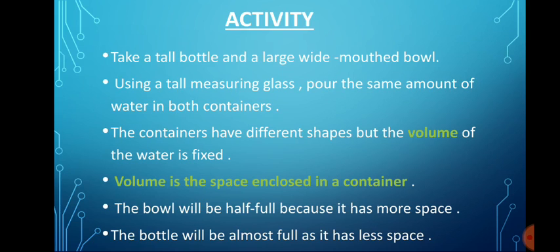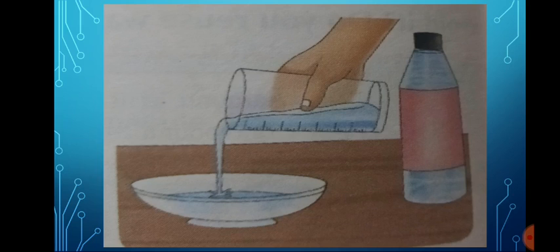Now, the question is, what is volume? Volume is the space enclosed in a container. The bowl is half full because it has more space, and the bottle is almost full as it has less space. Means different vessels or containers can hold different volumes of water. More volume of water can be stored in a large container. The same volume of water takes different shapes in different containers.